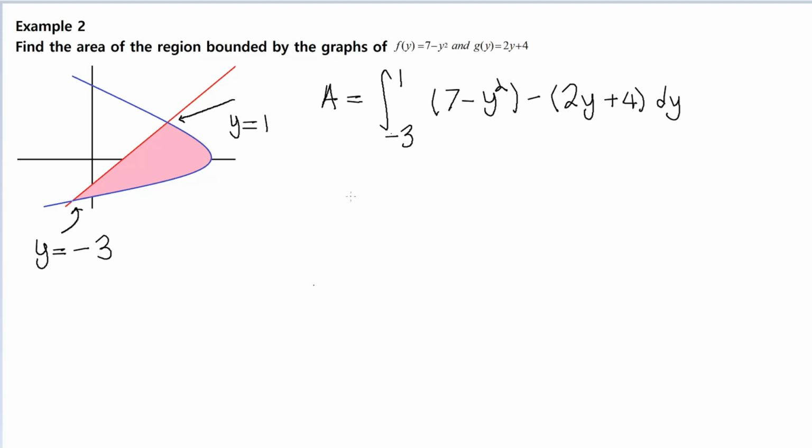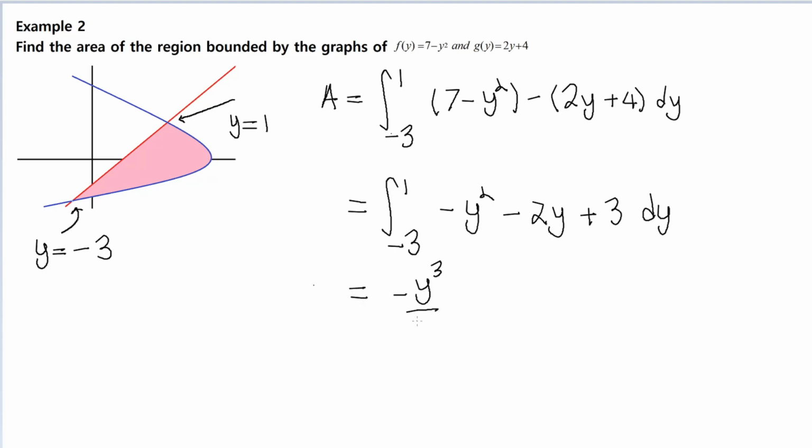Now if you simplify this, this will equal the integral from negative 3 to 1 of negative y squared minus 2y plus 3 dy. Now the integral of negative y squared minus 2y plus 3 is equal to negative y to the third over 3 minus y squared plus 3y from 1 to negative 3.